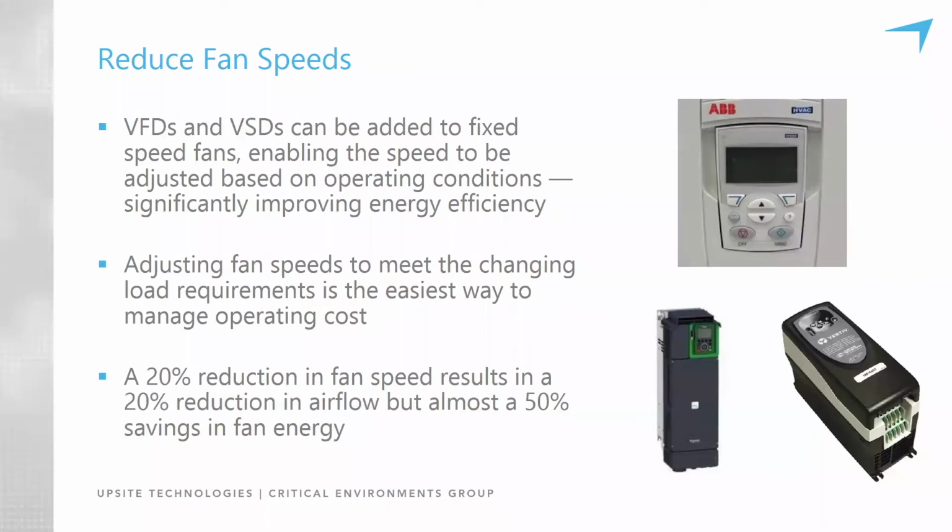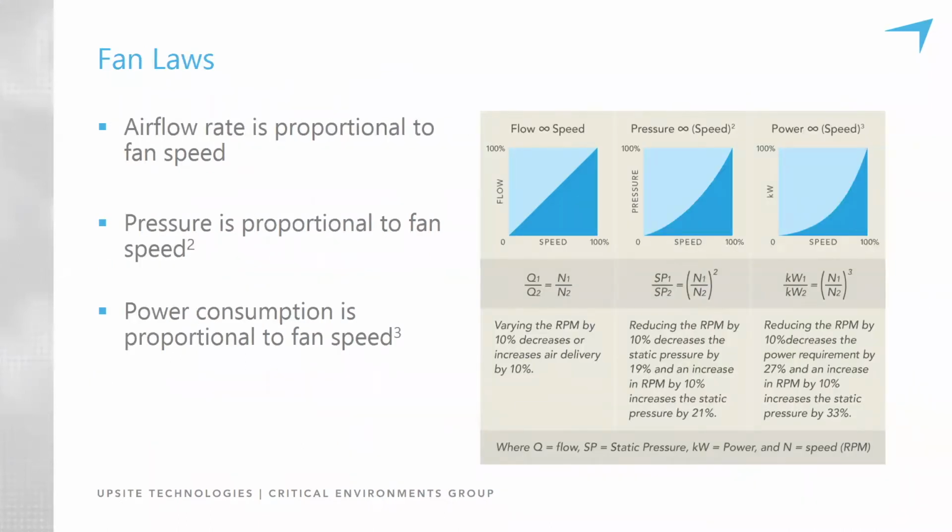And whenever consultants come in to help try and save money on cooling, that's what they're looking for first. They're looking for the opportunity to reduce fan speeds because of the fan affinity laws. A 20% reduction in fan speed results in a 20% reduction in airflow, but almost a 50% reduction in the fan energy, the energy consumed by those fan motors.